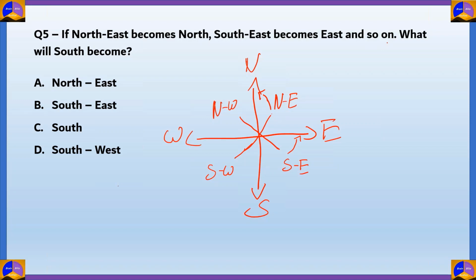and so on. Now we can see a pattern over here, which is east to northeast, north to northwest, northwest to west, west to southwest, southwest to south, and south to southeast. Now this is a pattern and is going in the anti-clockwise direction. So what will south become? So if northeast becomes north, southeast becomes east, it means that south would move 45 degrees anti-clockwise, which would mean that it would be in southeast. So the correct answer is option B, southeast.